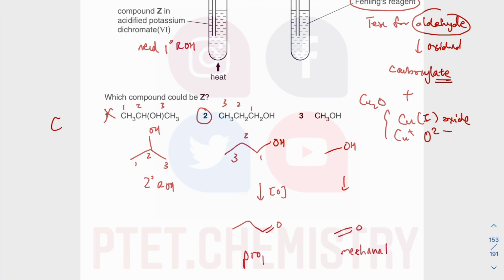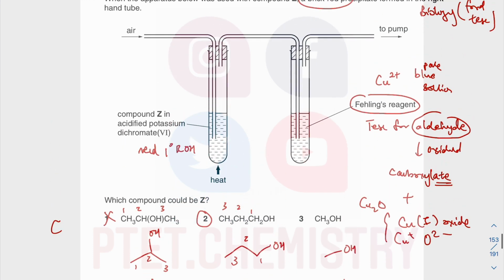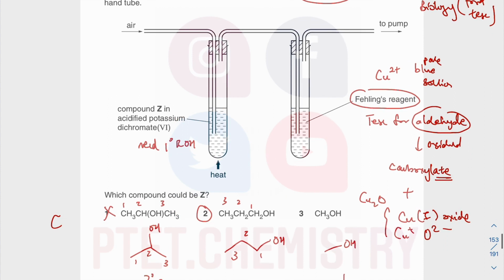This is called propanal, which is a 3-carbon aldehyde. Both aldehydes will react with Fehling's. They can be oxidized, and the copper 2 becomes copper 1. When the aldehyde gets oxidized, the copper 2 gets reduced, a decrease in oxidation number, okay?